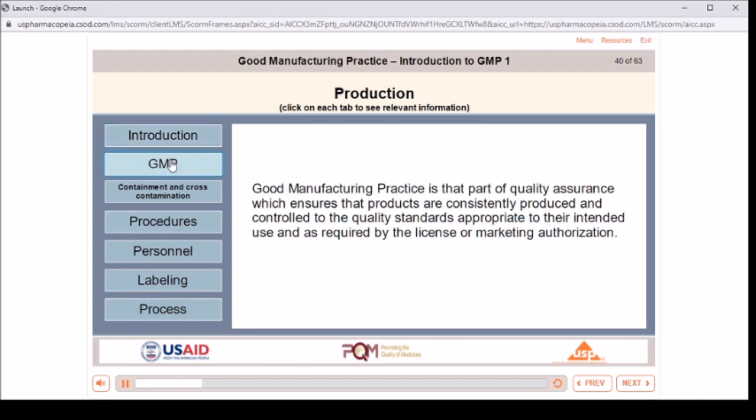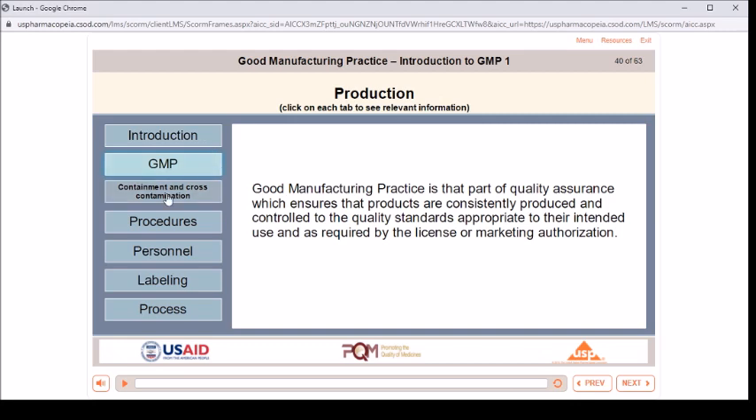GMP, good manufacturing practice, is that part of quality assurance which ensures that products are consistently produced and controlled to the quality standards appropriate to their intended use and as required by the license or marketing authorization.